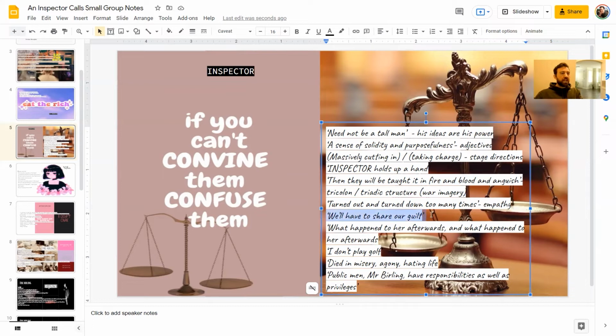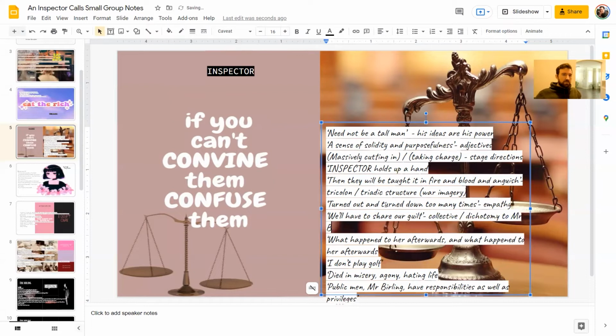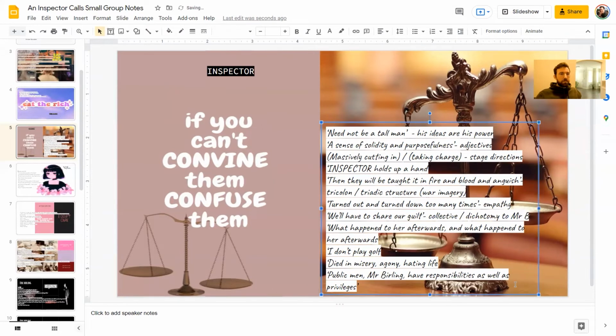We'll have to share our guilt. So this quote creates a collective, and it forms what's called a dichotomy with Mr. Burling.